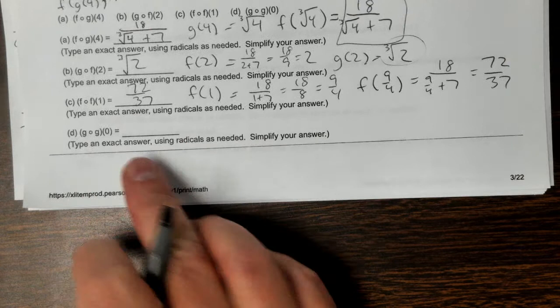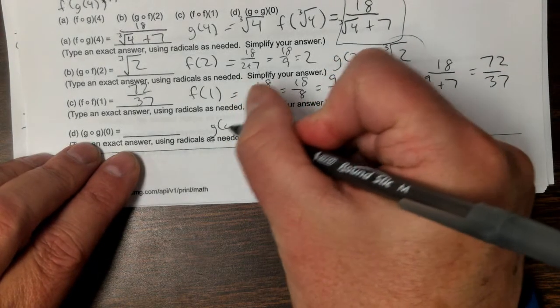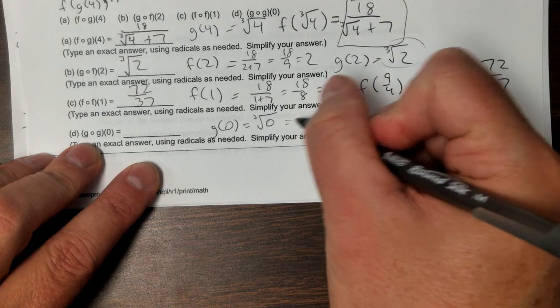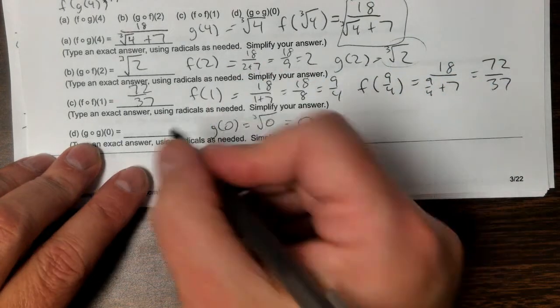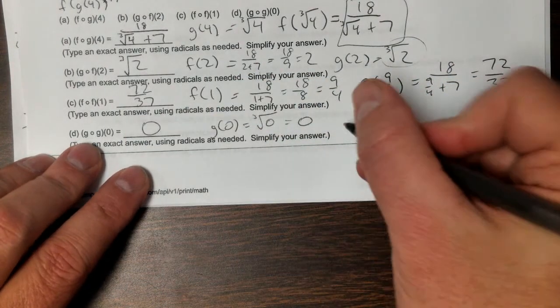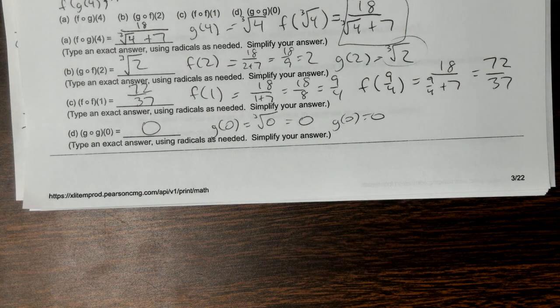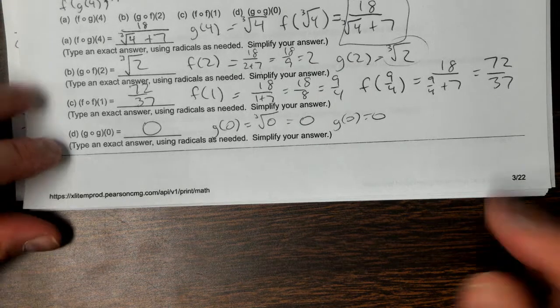Then this one is G of 0. So we get the cube root of 0, which is 0, and same answer again for G of 0. So that's just 0. Okay, that's number 9.